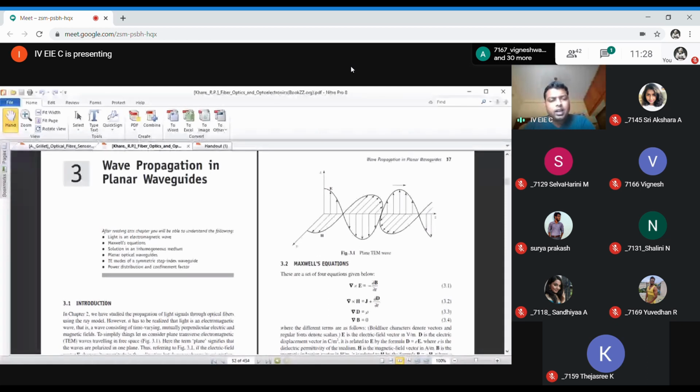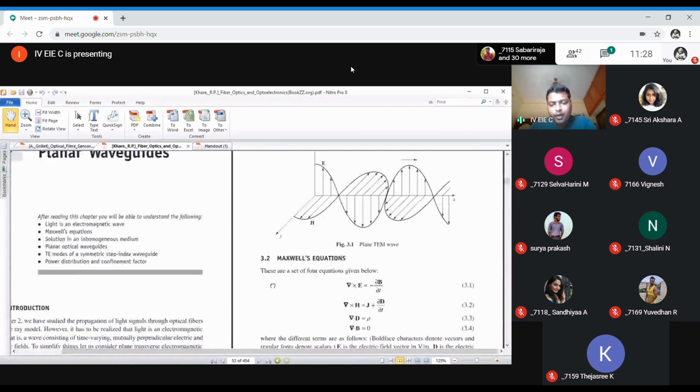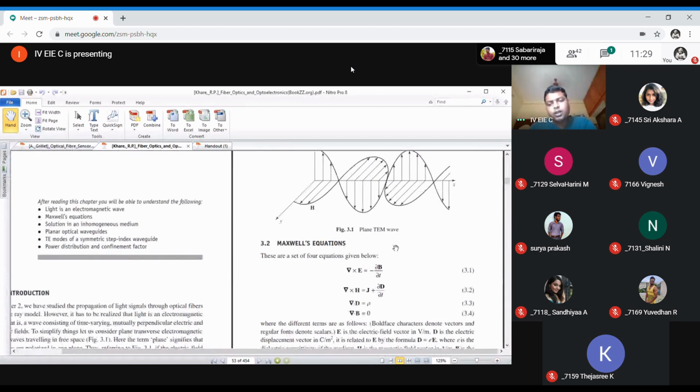So when we consider the light rays to be of electromagnetic wave, okay, so we need to consider four equations of Maxwell's. So del cross E is equal to minus that you can see in the window here. Okay, so four expressions are required. Del cross E is equal to minus dou B by dou T. The second expression is del cross H is equal to J plus dou D by dou T. Del dot D is equal to rho. Del dot B is equal to 0.